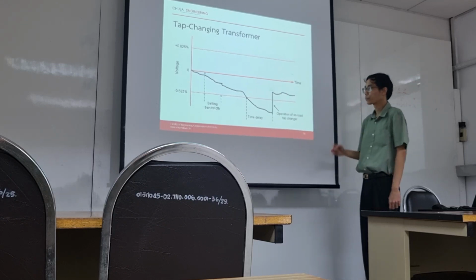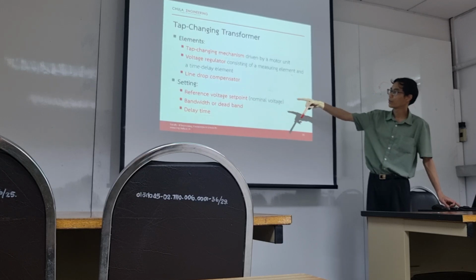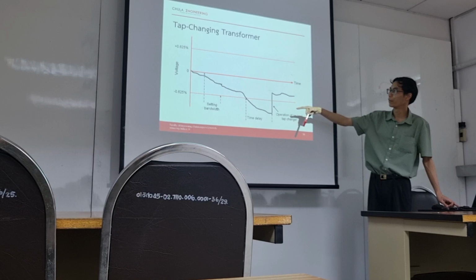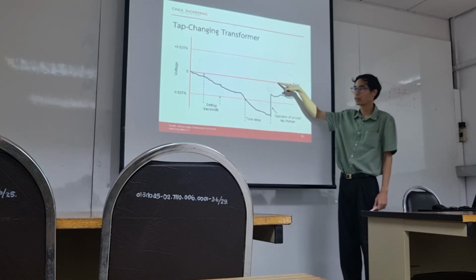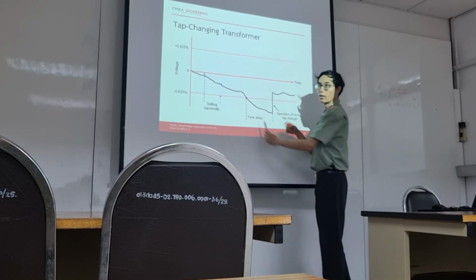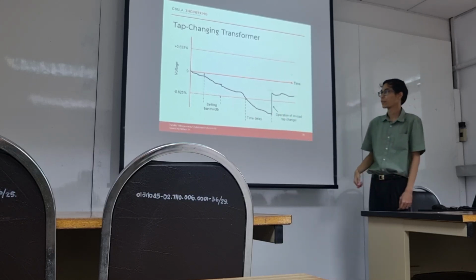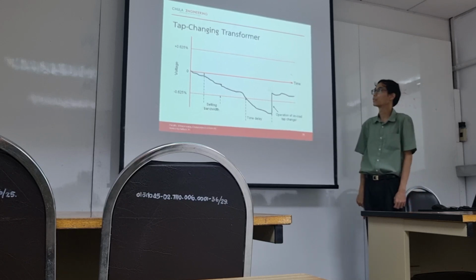So the settings will include the voltage set point, the bandwidth or dead band, and delay time. This is the set point, this is the bandwidth, and this is the delay time. You can adjust these settings for the tap changing transformer.